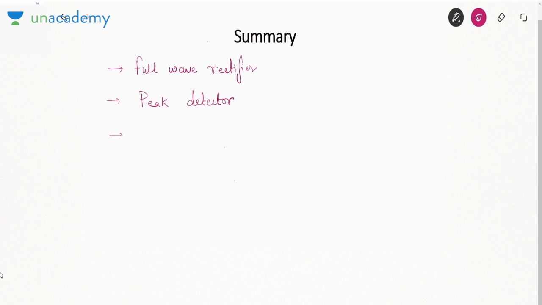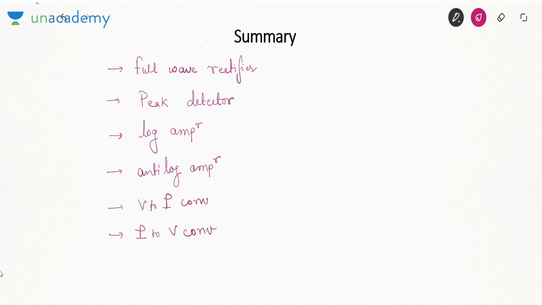Then next we saw the log amplifier, anti-log amplifier, and voltage to current converter and current to voltage converter. So these circuits we have covered in this video. In the next lecture, I'll show you how to solve problems that are based on non-linear applications of op-amp. That we'll cover in the next video.